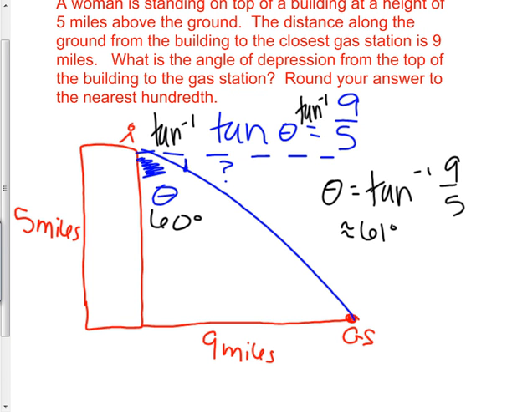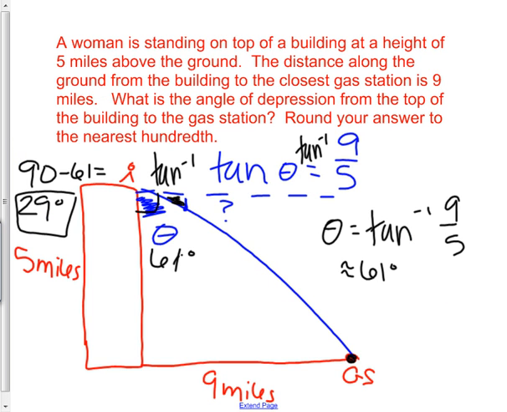Are we done? Is that our angle of depression? No, we have to take 90 minus, because this is a right angle and we want this angle now. So 90 minus 61, 29 degrees is our angle of depression from where that woman's standing down to the gas station. If you could do the first one and the second one, those are both R2s. That would be like an R2 question.